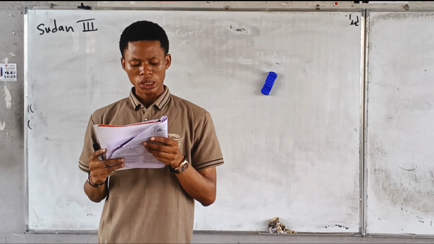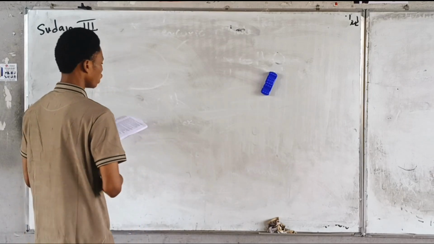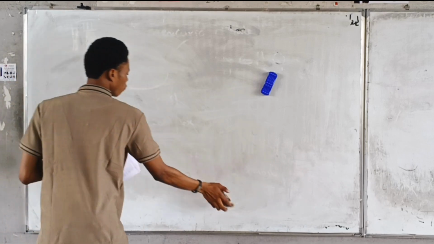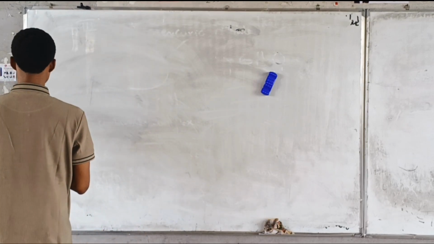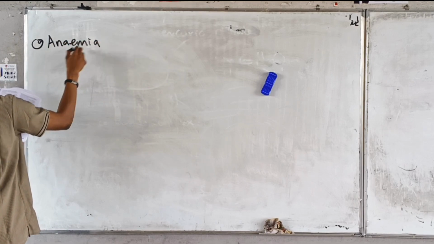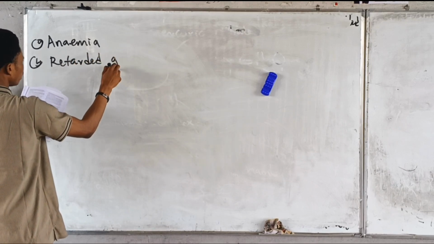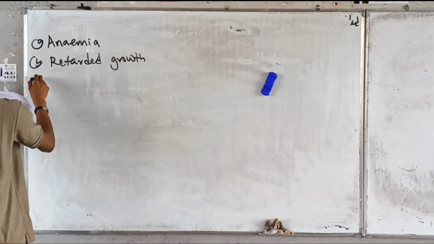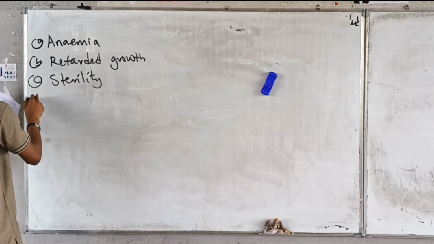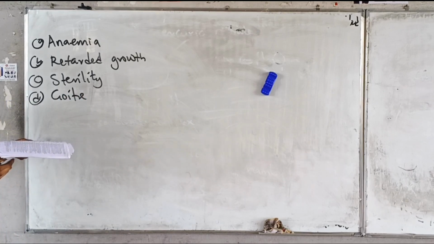Next question. If calcium is deficient in food, this may cause dash. A. Anemia. B. Retarded growth. C. Sterility. D. Goiter. What do you think is the answer to this question?